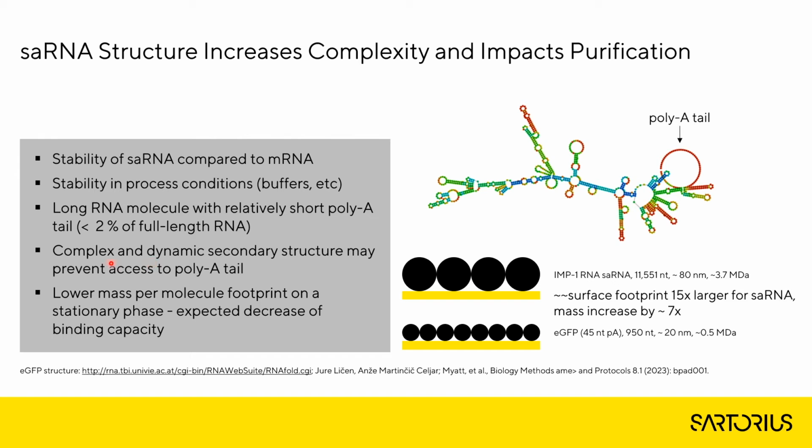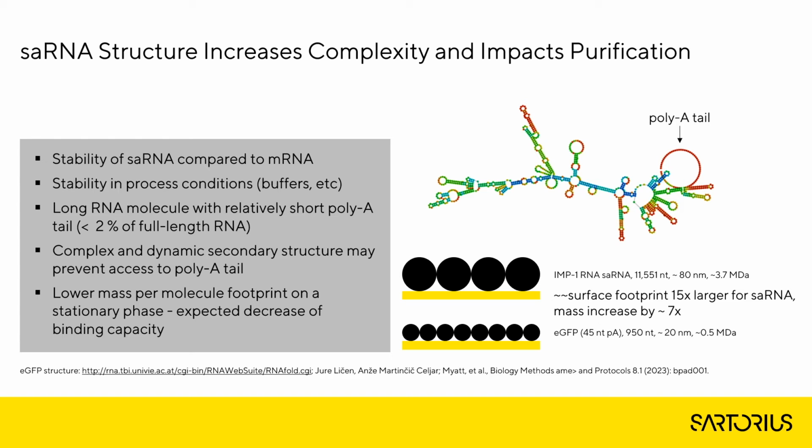And finally, the one thing to keep in mind as well for purification of self-amplifying RNA is that the size, the footprint of the molecule increases more rapidly than the mass of the molecule itself. And in turn, if we take a chromatographic monolith or a chromatographic media, and we cover the surface with self-amplifying RNA, and we cover the surface with a smaller standard RNA molecule, we would typically expect that the smaller mass of self-amplifying RNA would be bound to the same surface area. In other words, we would typically see a lower binding capacity for self-amplifying RNA.